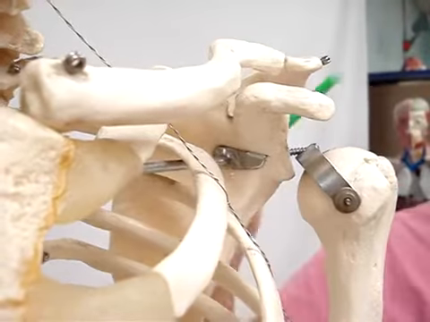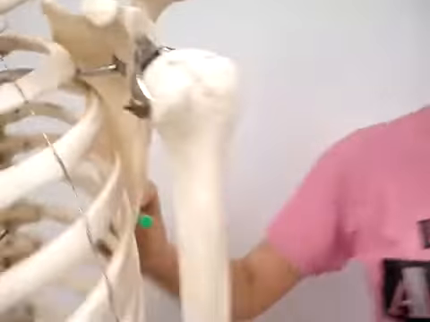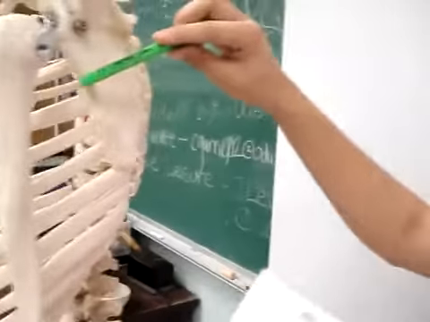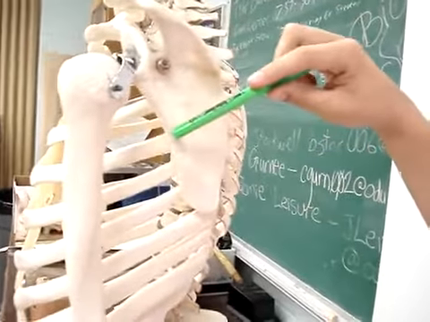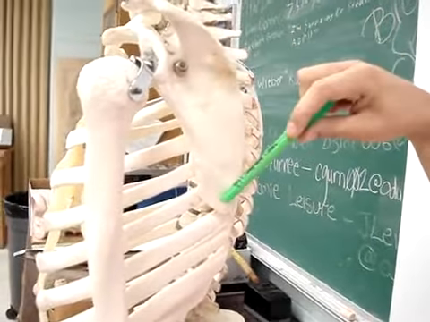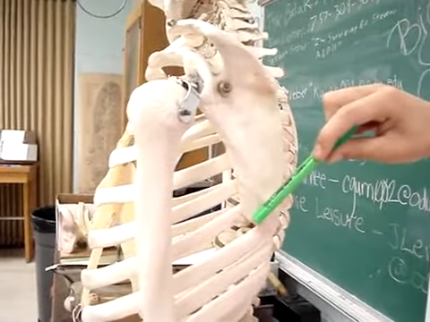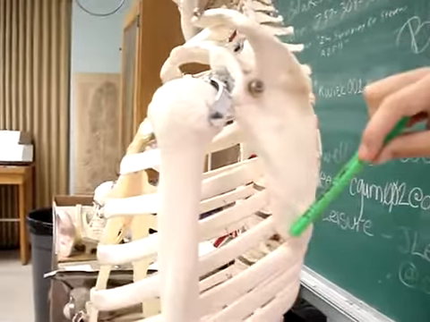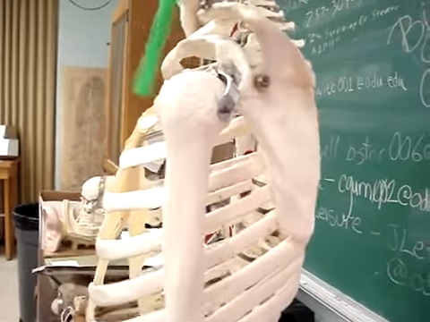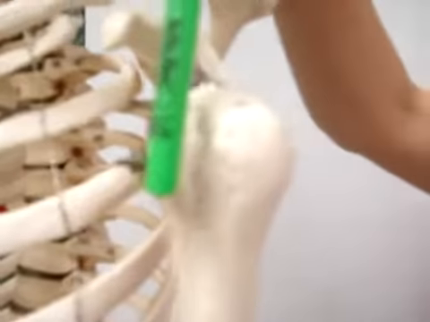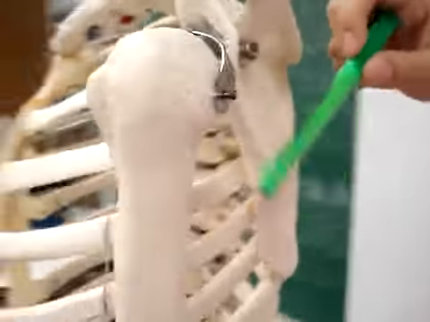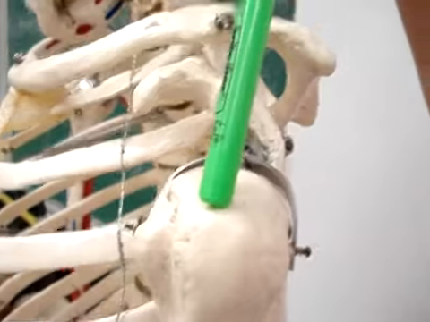The teres major and minor muscles originate on the axillary border. This is teres minor, and this is teres major. Teres major inserts on the lesser tubercle of the humerus, and teres minor inserts on the greater tubercle of the humerus.